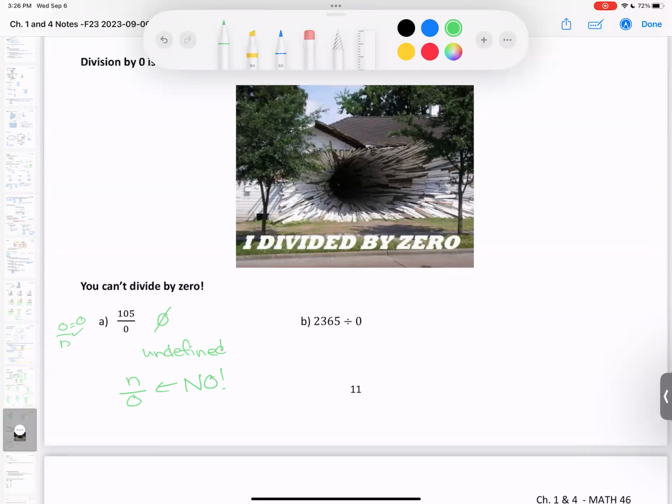Over here, we have 2,365 divided by 0. We could write it this way as well if we wanted. That means n over 0, or no. So the answer here is no solution or undefined. The world will explode. We just can't do it.